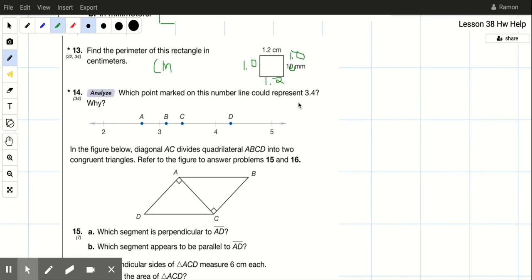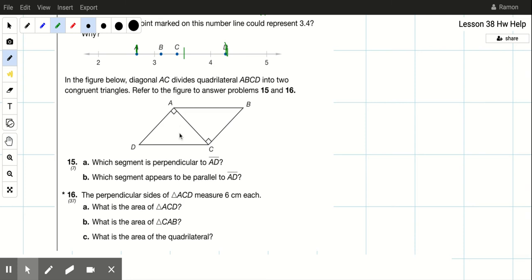Number 14, which point marked on this number line could represent 3.4? So we look at a number like 3.4. It's between 3 and 4. So that automatically disqualifies A and D, leaving us with B or C. Now 3.4 is pretty close to half, but it's not exactly half. So you want to go with the point that is closer to the halfway point of 3 and 4.